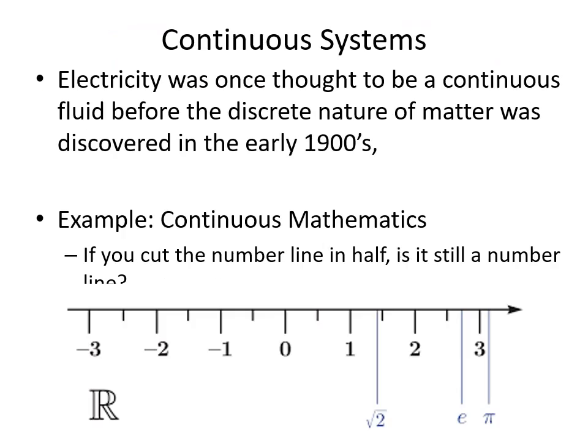So what are some examples of continuous systems? Well, electricity was once thought to be a continuous fluid before the discrete nature of matter was discovered in the early 1900s. And if you've seen my foundation series, you see we have a little bit of disconnect between Maxwell and today's world that led to a little bit of problems. So I'm not going to cover that here. But the only example of a continuous system is continuous mathematics.